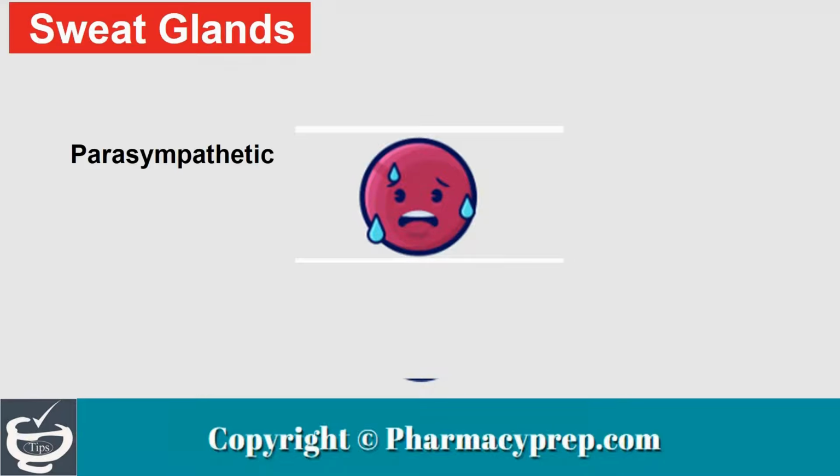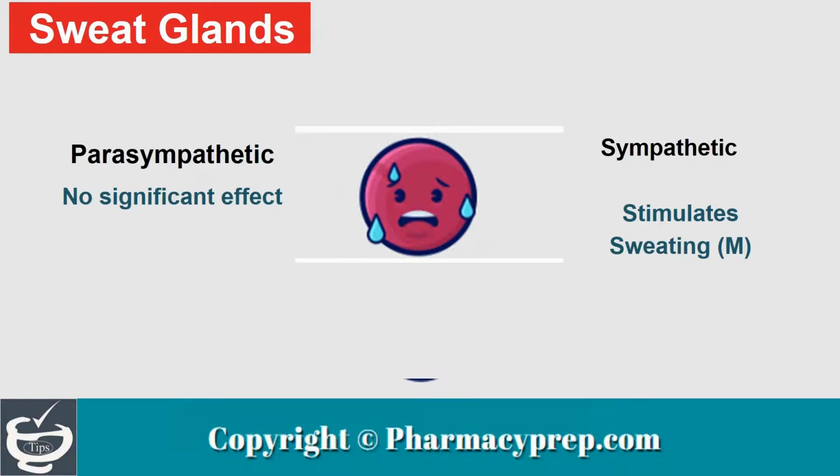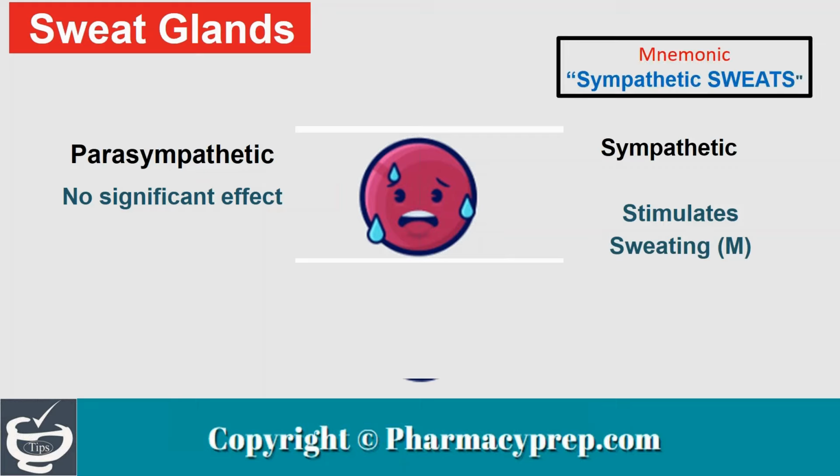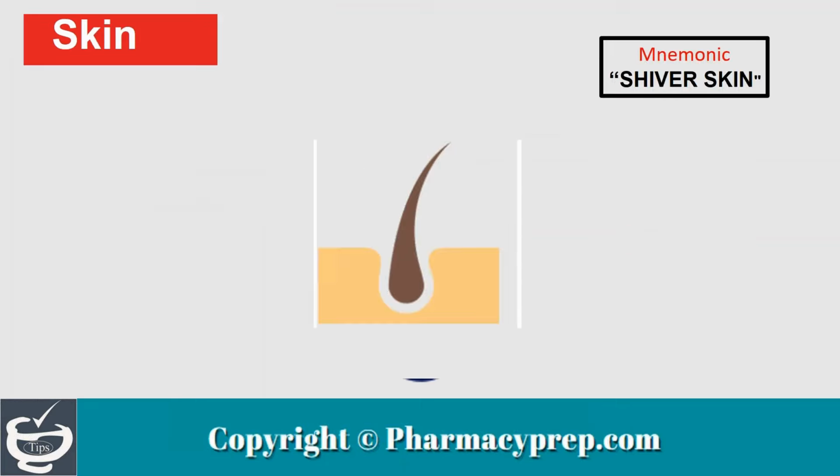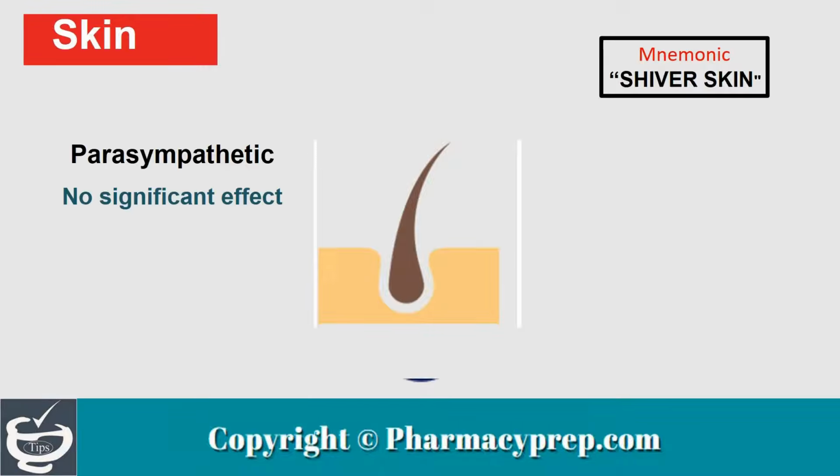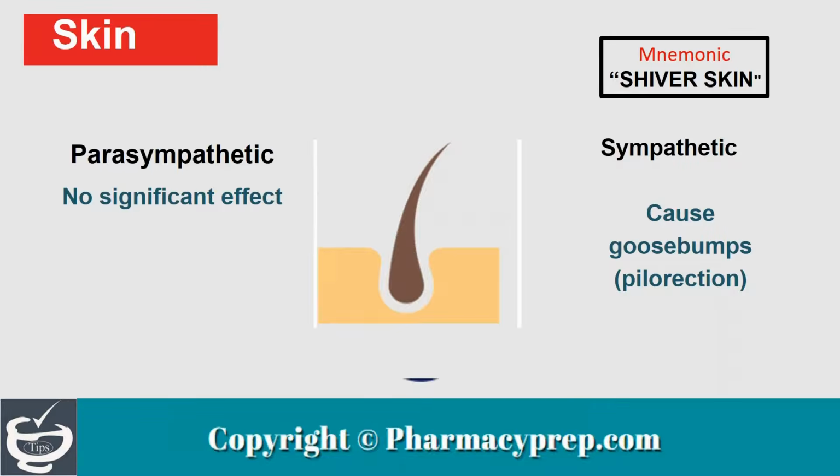Next, sweat glands. Parasympathetic has no significance on sweat glands. However, sympathetic stimulates sweating. Sympathetic sweats. That's a mnemonic. Skin: parasympathetic has no significance, whereas sympathetic causes goosebumps and piloerection. So the mnemonic here is sympathetic shiver skin.